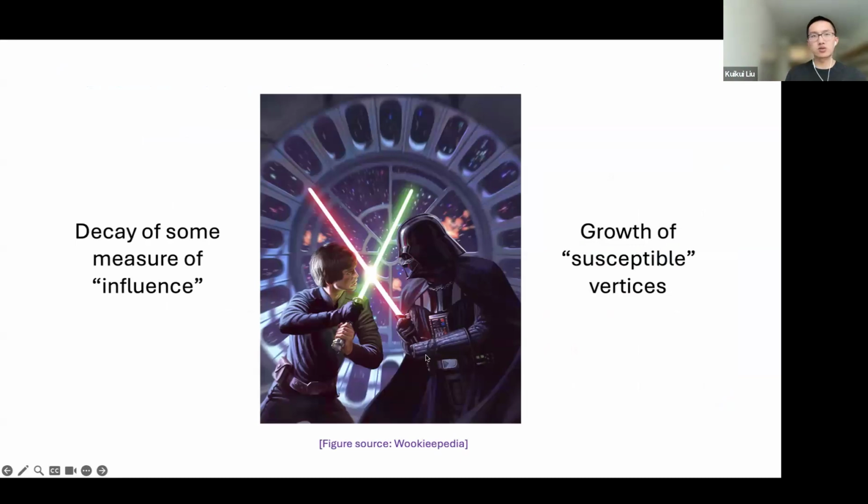Now, of course, most graphs do not have this sub-exponential growth property, unlike lattices, right? But this already illustrates a major theme that we're going to see later in this talk, which is that there are going to be two competing effects. One is the decay of some measure of influence, like correlation decay, and another is the growth of the number of so-called susceptible vertices. Okay, and we'll actually see in a moment an infection process that's going to be able to capture how we're going to bound the spectral independence parameter.